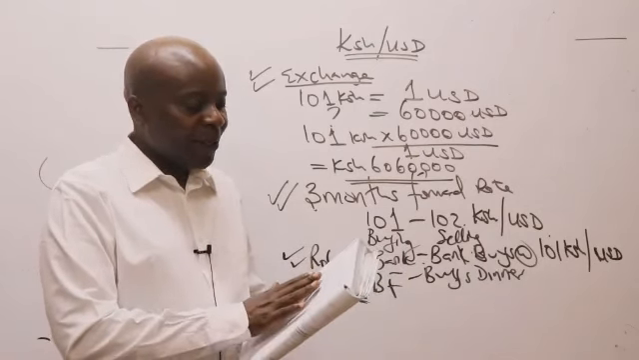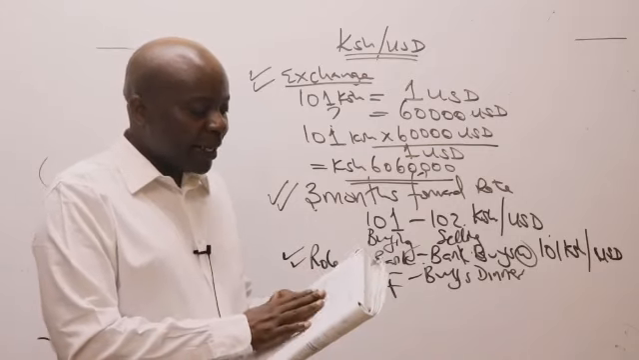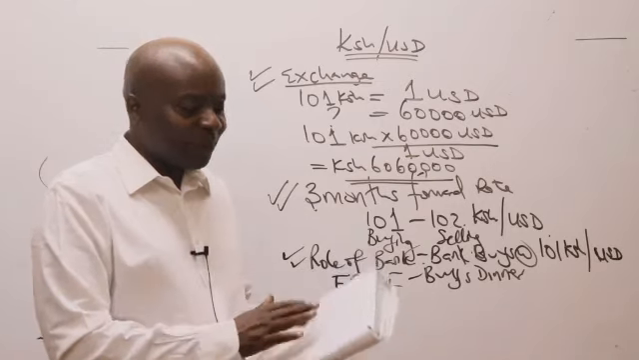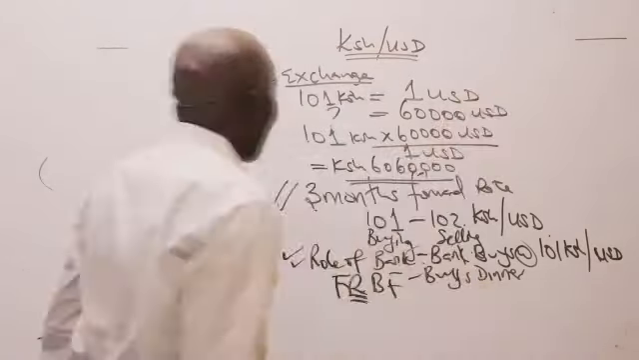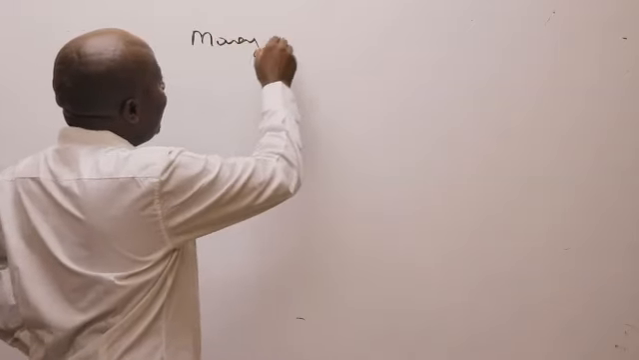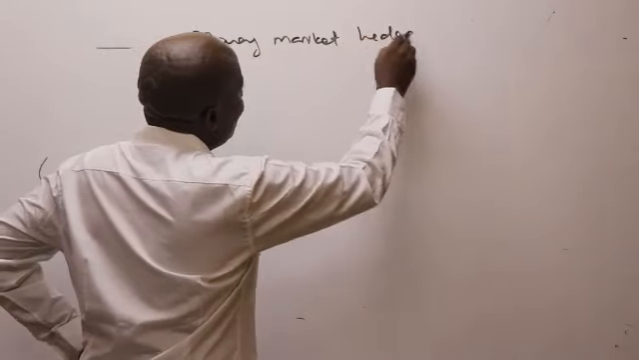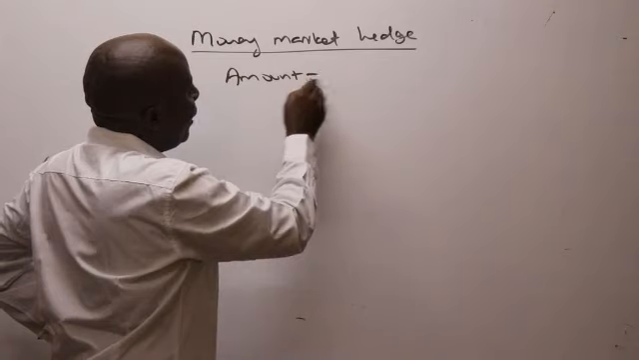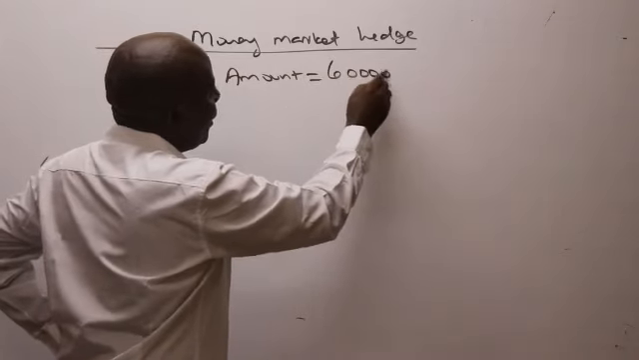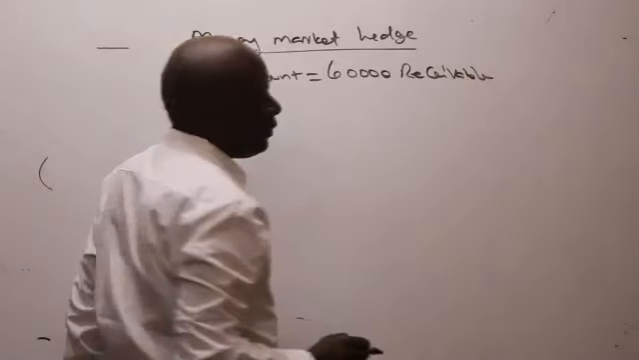Ladies and gentlemen, we look at money market hedging strategy. This is something I should do with my eyes closed. For money market hedge, this is what I shall do. Number one, at the foremost, give me the amount. It is 60,000 receivable.